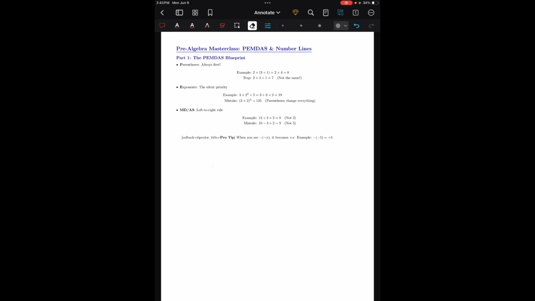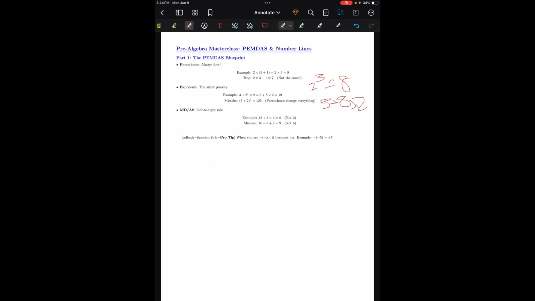So let's go on to the second problem. 3 plus 2 to the third times 2. So we have to evaluate that. So we look and we don't see any pair of parentheses. So we move on to exponents. So immediately our eyes start drifting to 2 to the third. So 2 to the third equals 8. So we automatically replace it, so it becomes 3 plus 8 times 2.